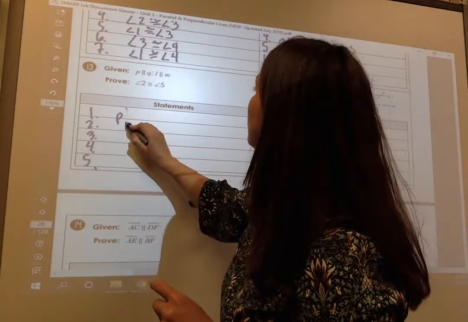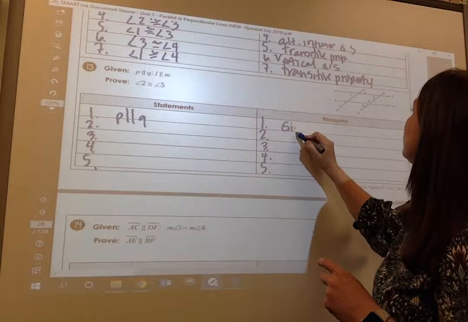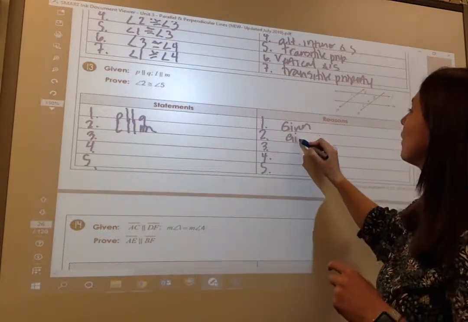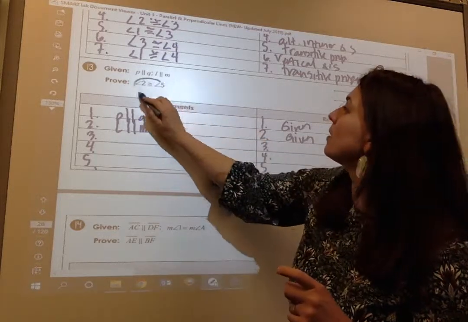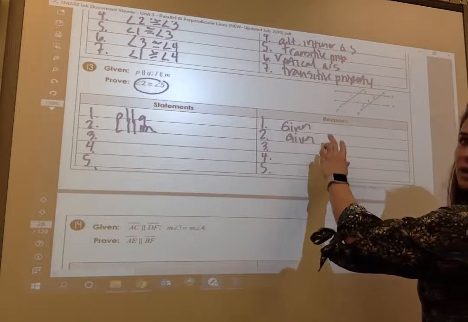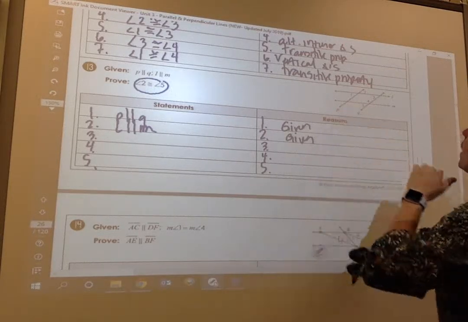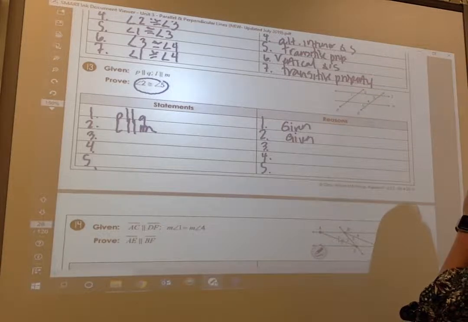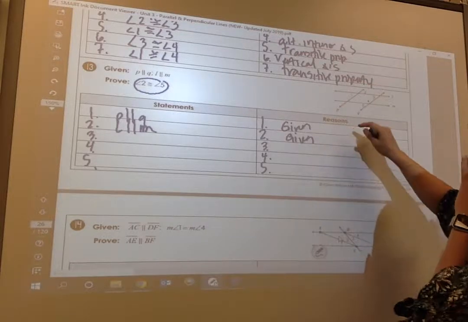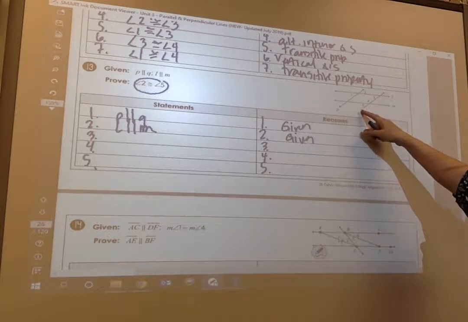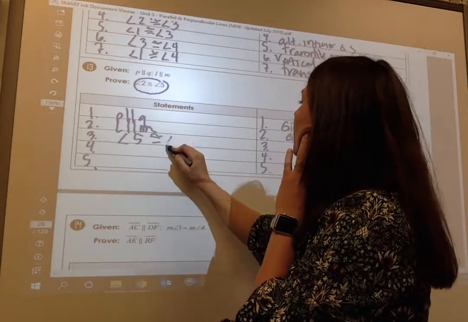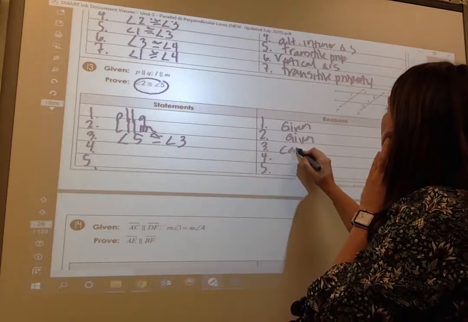I know that P is parallel to Q. That's given. I know that L is parallel to M, and that's a given. All right, now I want to keep my eye on the prize that 2 is congruent to 5. So what I may start with, P and Q, hang on, P and Q. All right, so I can say, there's a lot of statements. I can say that angle 5 is congruent to angle 3, and that is corresponding angles.